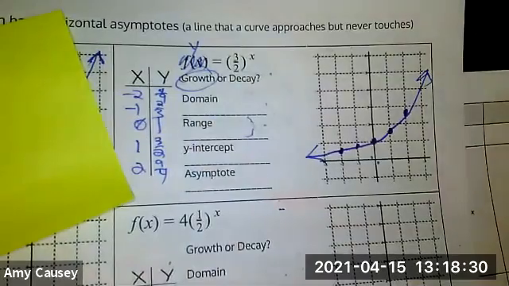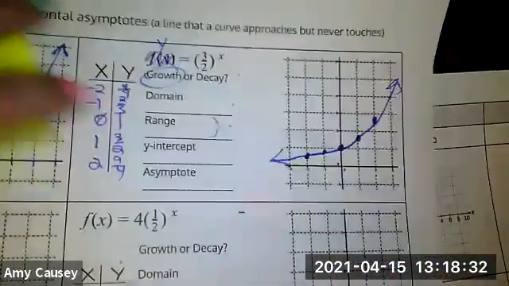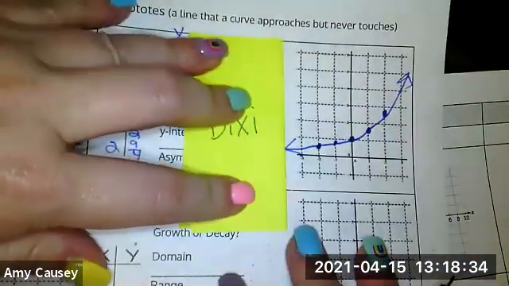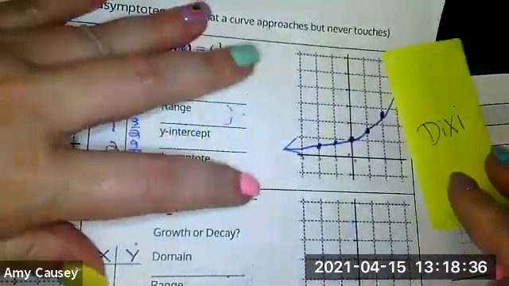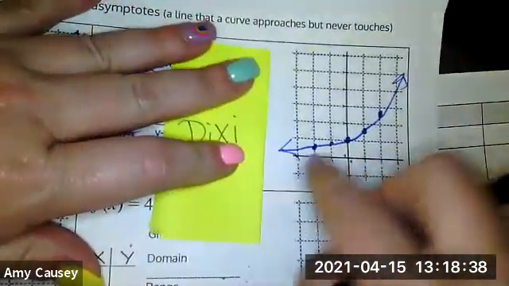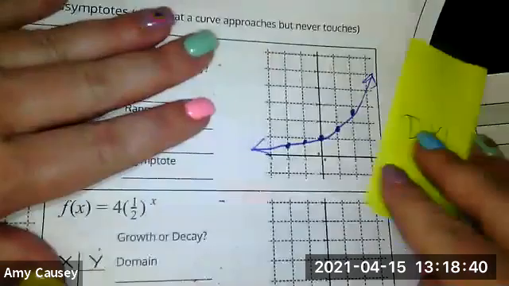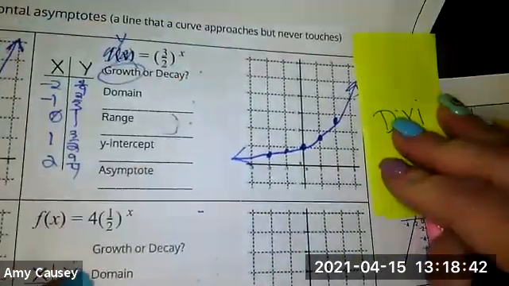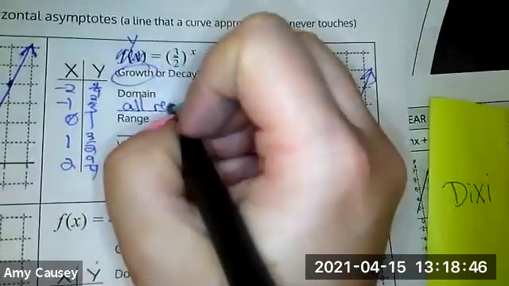And then you'll check your domain. Is it ever going to stop on the left? The answer is no. Is it ever going to stop, even though it's never going to cross the x? It's still never going to stop. And is it ever going to cross over on the right? The answer is no. So your domain is all real numbers.